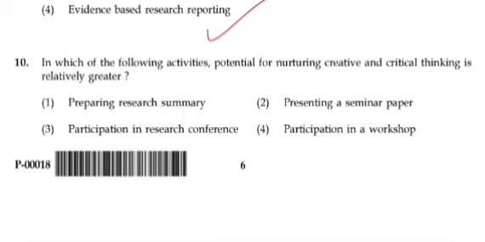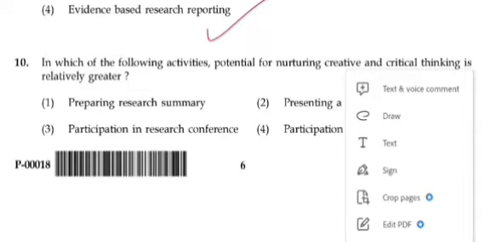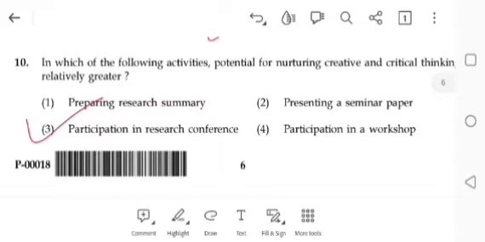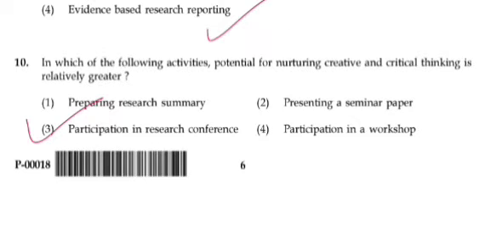Okay. Number 10 says, in which of the following activities is the potential for nurturing creative and critical thinking relatively greater? Preparing research summary, presenting a seminar paper, participation in research conference, participation in a workshop. Number 10, it will be number 3, participation in research conference. So this is the activity which has the potential for nurturing creative and critical thinking.